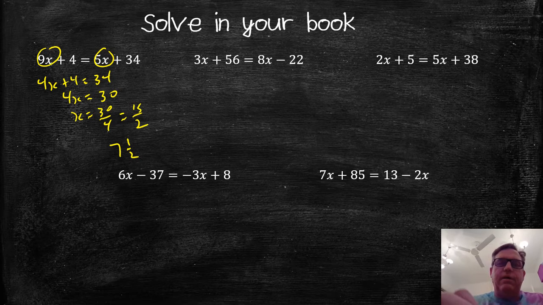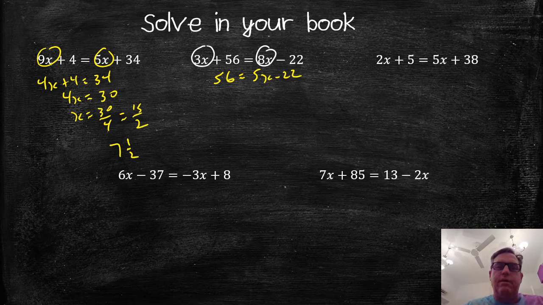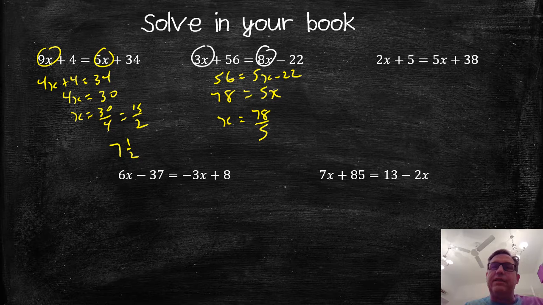The next one, we have 3x and 8x. 3x is smaller, so I'm going to subtract 3x from both sides. 56 equals 5x minus 22. I'm going to add 22 to both sides, so I get 78 equals 5x. Divide by 5, x equals 78 over 5, which, although it looks very messy, is a simplified improper fraction. It's okay in algebra to leave our answer like that.